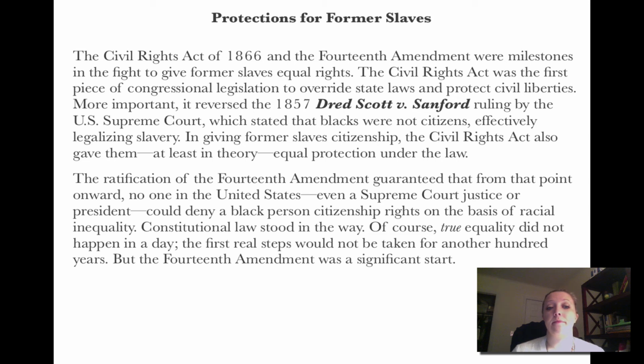The ratification of the 14th Amendment guaranteed that from that point onward, no one in the United States, even a Supreme Court justice or president, could deny a black person citizenship rights on the basis of racial inequality. Constitutional law stood in the way. Of course, true equality did not happen in a day. The first real steps would be taken in another 100 years, but the 14th Amendment was a significant start.